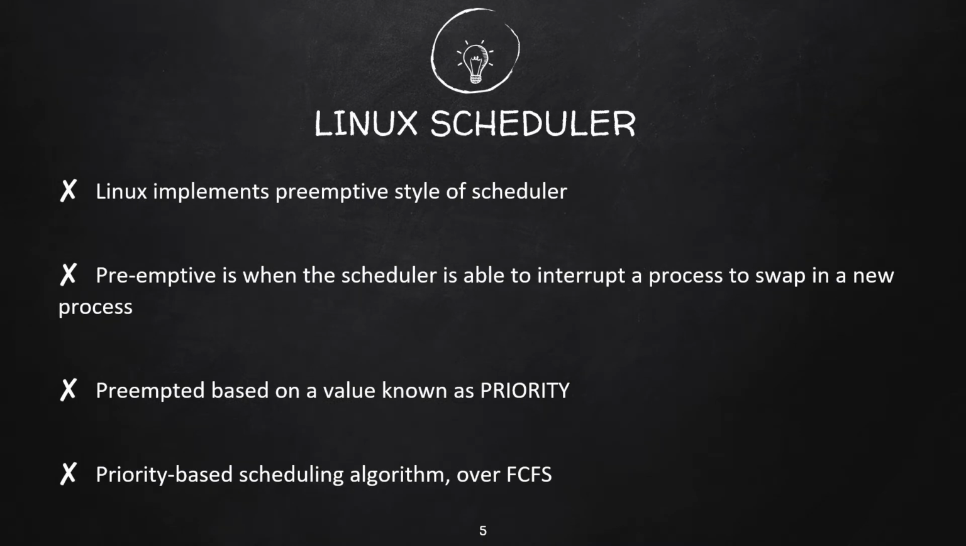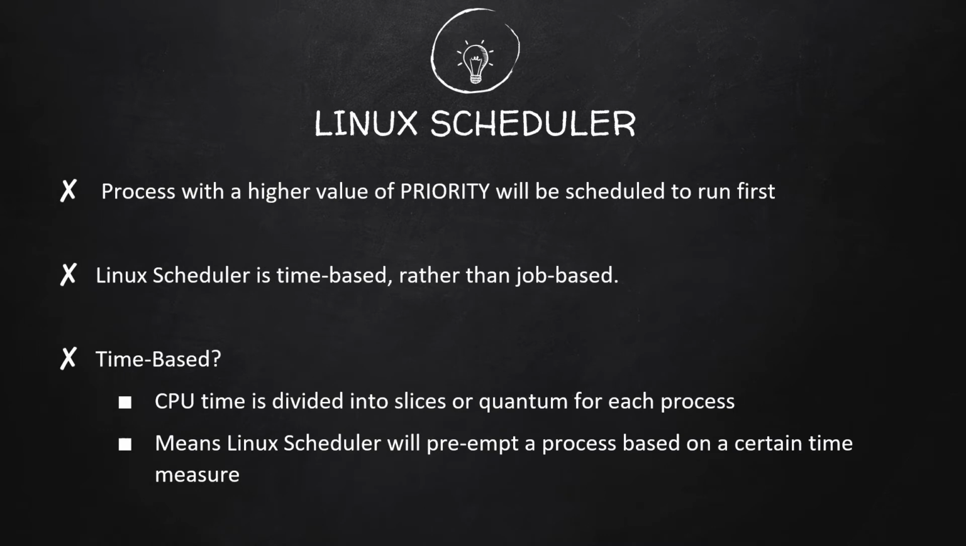So to continue on the Linux scheduler, Linux implements a preemptive style of scheduler. As we have learned in class, there are two types of schedulers, preemptive and non-preemptive. Preemptive is when the scheduler is able to interrupt the process to swap in a new process. The processes are preempted based on a value known as priority. Linux implements a priority-based scheduling algorithm over first come, first serve.